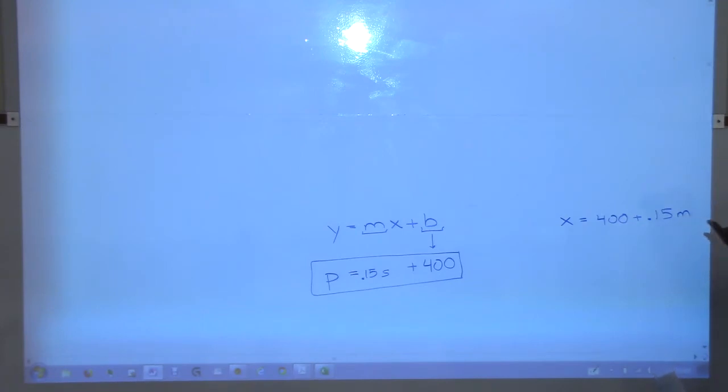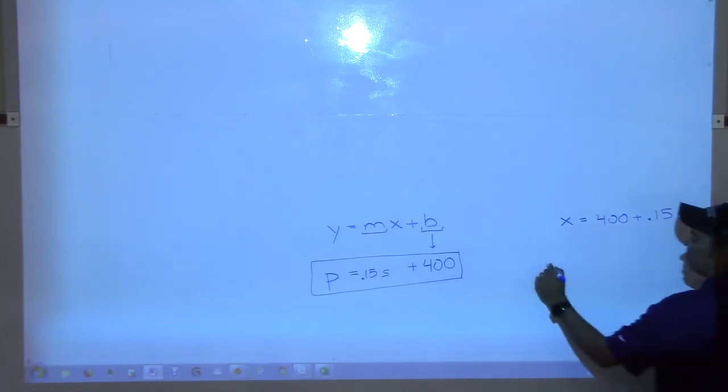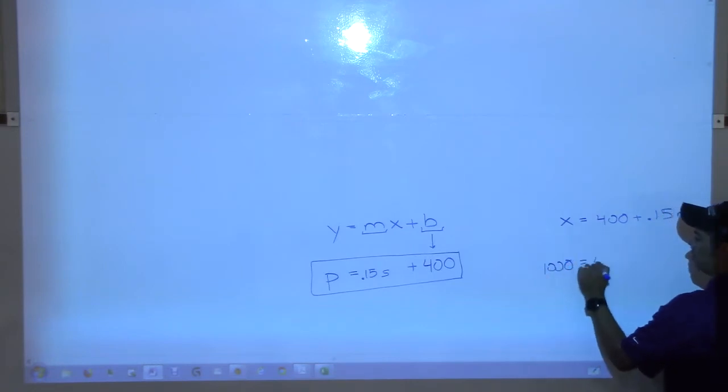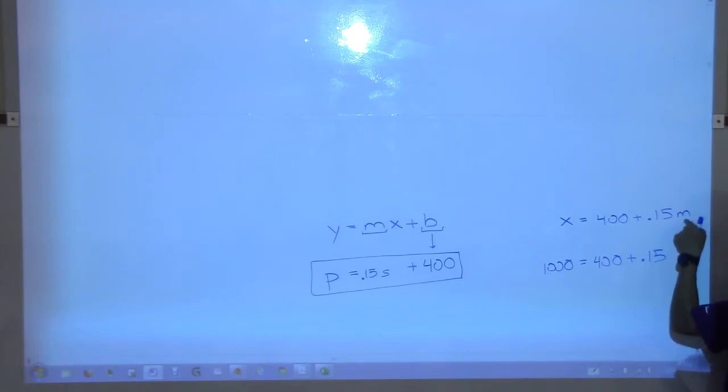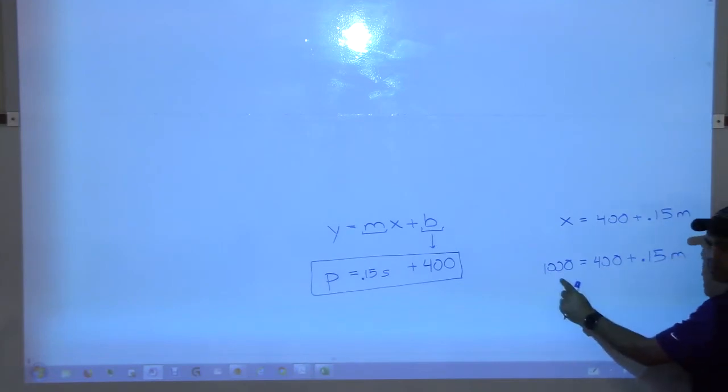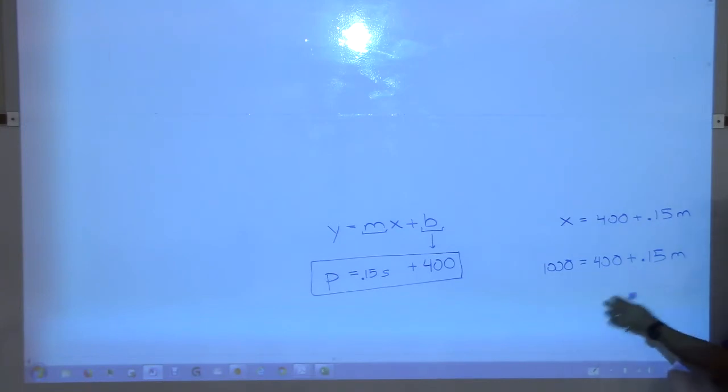This says she's going to make $400 plus 15% of whatever she sells. Part C says how much does she sell, so what is this number to make that number 1,000? To make this 1,000, what does this need to be? So you would set up the equation 1,000 equals 400 plus 0.15 m, or whatever you call that, and then solve for m. So subtract 400, get 600 over here, divide by 0.15. Does that make sense? Yeah.